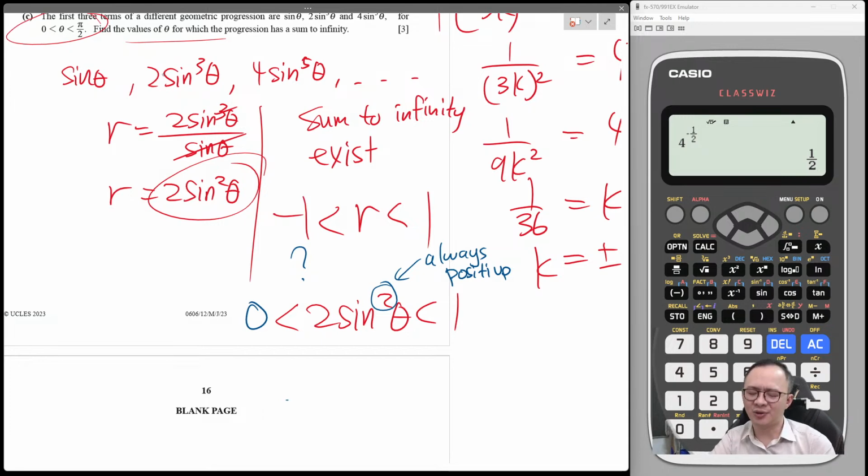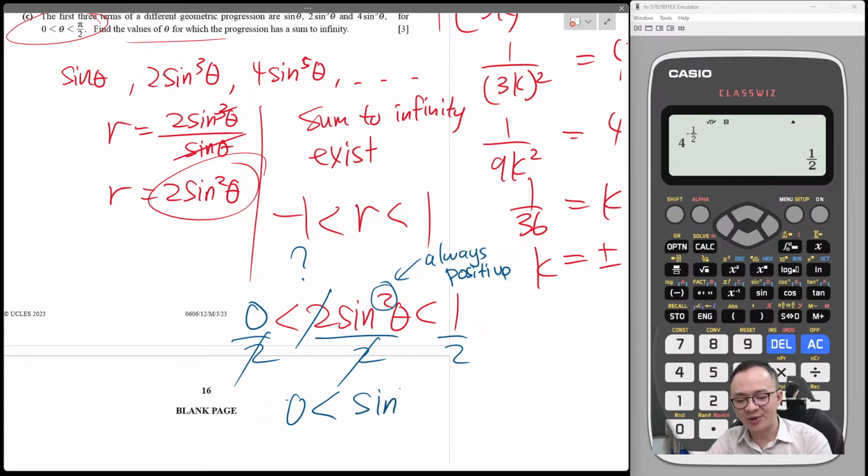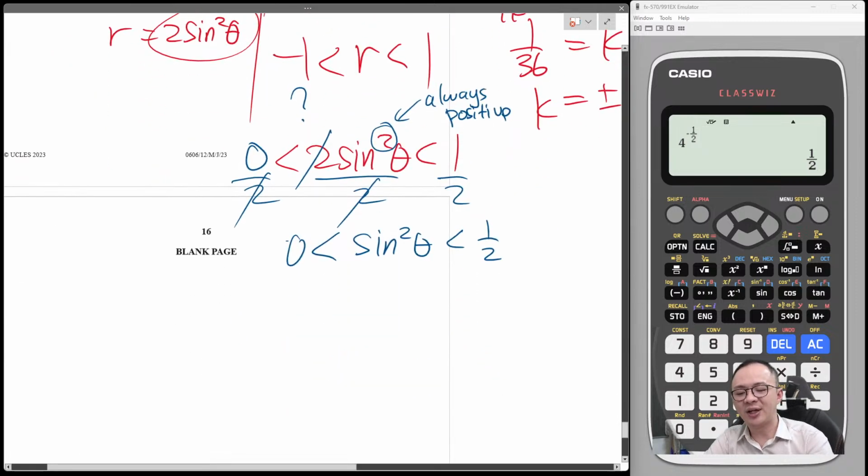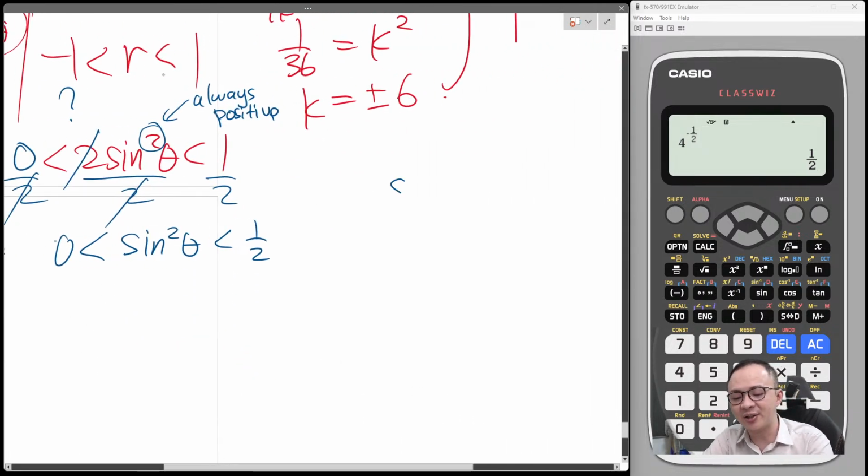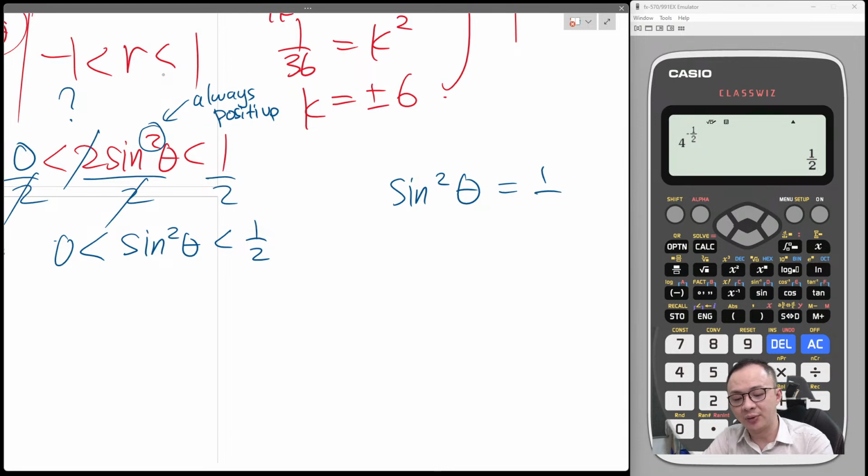So in this case, you kind of need to change this one. Because the question is not asking about sine square theta, I want to know about theta. So I will divide 2 here, divide 2. So I will just divide 2. So I cancel. So 0 less than sine square theta less than 1 over 2. Okay, so right now, if I want to know the theta, so I will just assume sine square theta equals to 1 over 2. So sine theta will get square root plus minus 1 over 2.